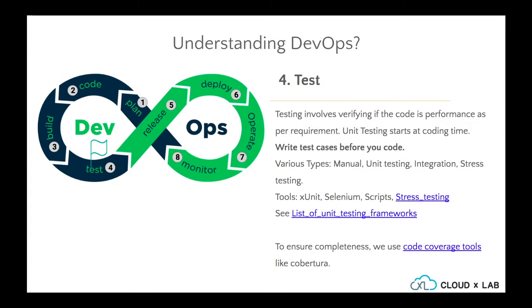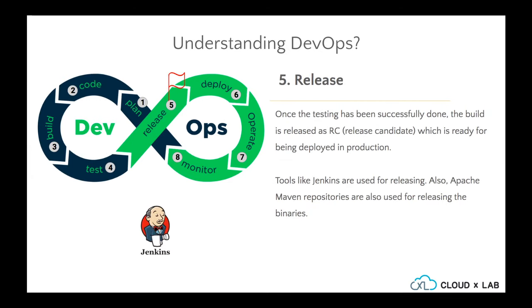So we do stress testing, manual testing, unit testing, and automation like Selenium, and sometimes we write our own script to test our code. We also run the various code coverage tools at this point. If all the test cases are successful, we move to the next phase called release. Release is essentially shipping the artifact.